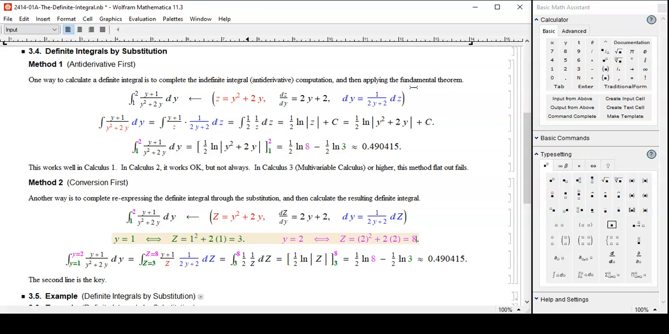So here, complete the indefinite integral first, and then plug in the top, plug in the bottom, subtract one from the other. Here, complete the conversion to the other integral completely. Complete conversion first, and then plug in the top, plug in the bottom, subtract one from the other.